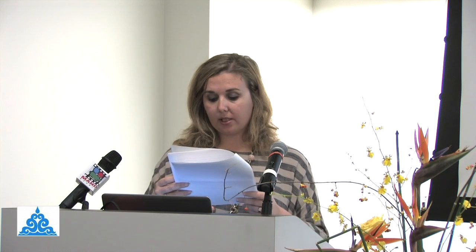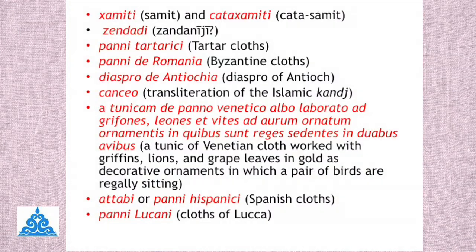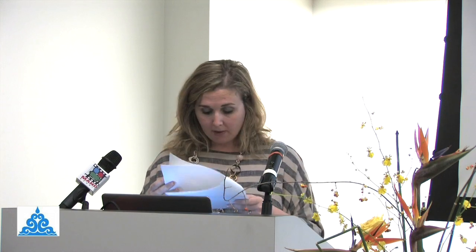In the papal inventory, more than 30 entries list embroideries in the Cyprus style, which are clearly distinguished from other entries listed as Xamiti, Zendadi, Panni Tartarici, Panno de Romania, that would be Byzantine cloths, or Diaspro di Antiochia, Cancio, that is a transliteration of the Islamic conch, and so on. Atabi, Spanish cloths.